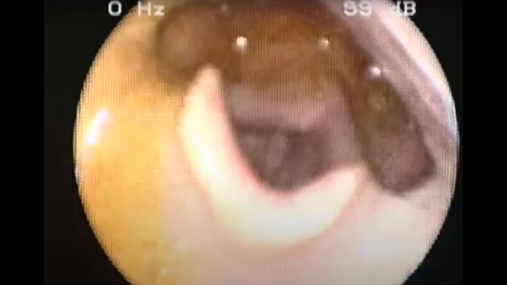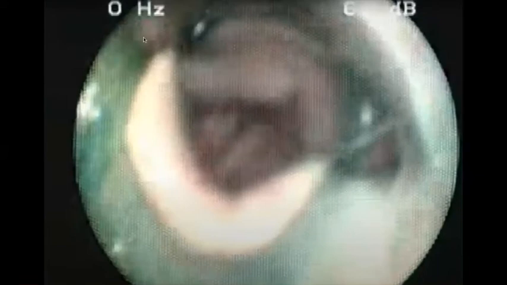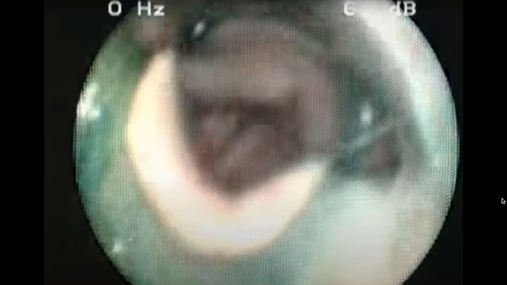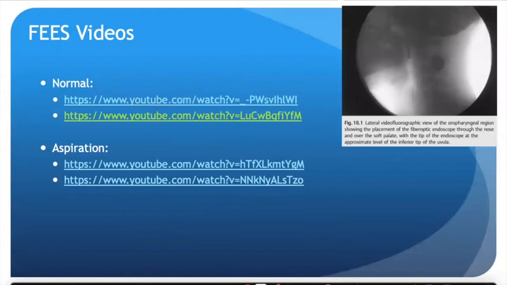And here's a FEES video of aspiration. You can see, even though it's quite pixelated as an older video, that there is bolus remnants there, past the aryepiglottic folds into the laryngeal vestibule. And there was a cough. No clear. And gross pooling all around the vallecula and piriform sinuses. So aspiration can be inferred from the presence of the residue and the cough. I'll let you look at these other videos on your own.